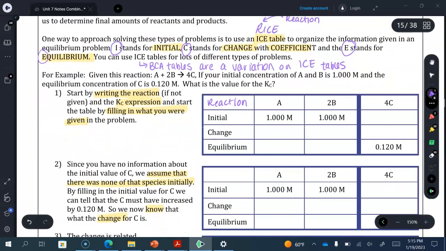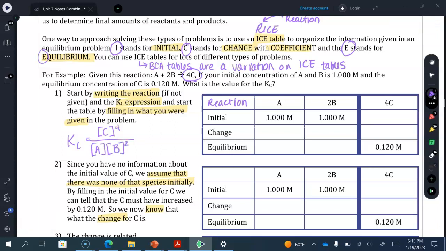So for example, given the reaction here, if your initial concentration of A and B is 1 molar, and the equilibrium concentration of C is 0.12 molar, what is the value for the Kc? So your first step is to write the Kc expression, so the equilibrium constant expression. It's always products, so that is C to the 4th power over reactants, so A times B squared. And then set up the table.